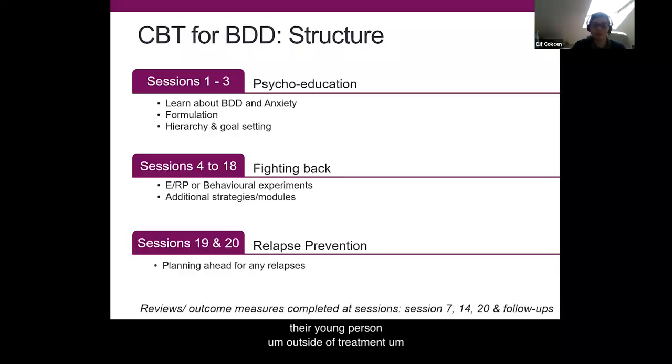We spend, as you can see, the first few sessions thinking about psychoeducation, so learning about BDD. We then move on to fighting back with ERP, which is the core component of our treatment package, before spending the last couple of sessions on relapse prevention and planning for any challenges that might come up along the way. We have regular review points at certain sessions, so sessions 7, 14 and 20, and then once the young person's in follow-up, we will review at those sessions as well.